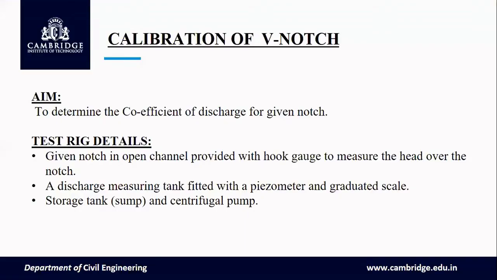What is meant by notch? A notch may be defined as a sharp-edged obstruction over which fluid flow occurs. The notches are classified into four types depending upon the shape, that is rectangular notch, triangular notch, trapezoidal notch, and step notch.